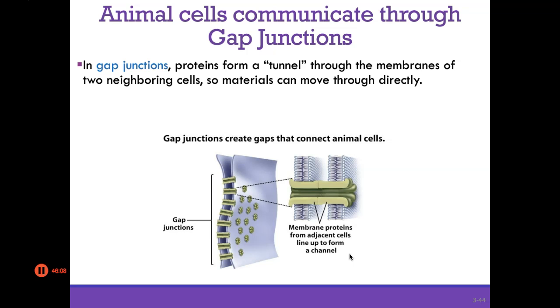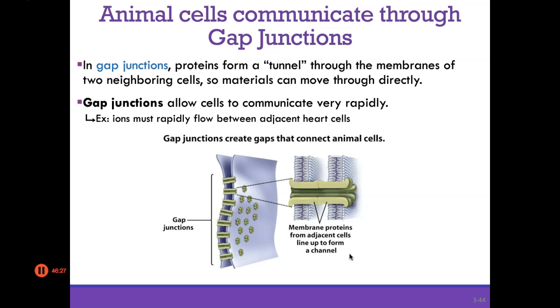So in cardiac muscle and smooth muscle, gap junctions allow for electrical excitation to pass directly from cell to cell so they can contract in unison. That's very, very important. So ions, glucose, amino acids can go directly from one cytoplasm to the next through gap junctions. Allows for rapid communication and transmission of materials.